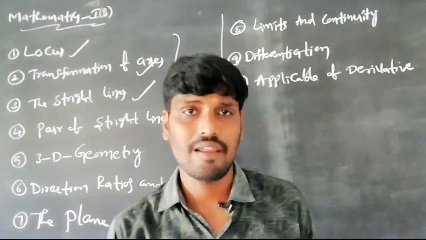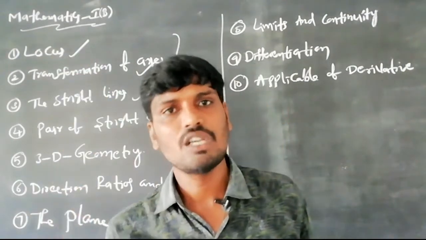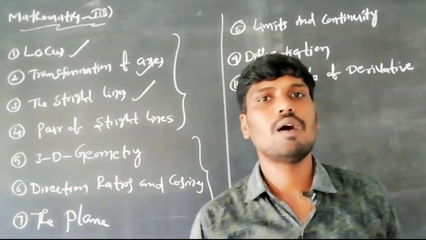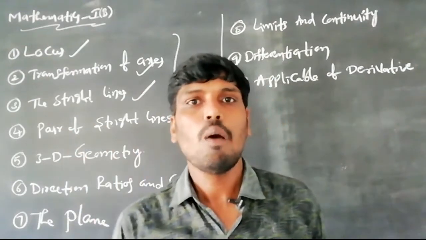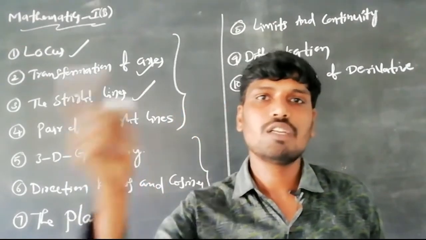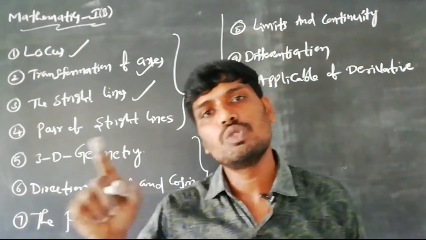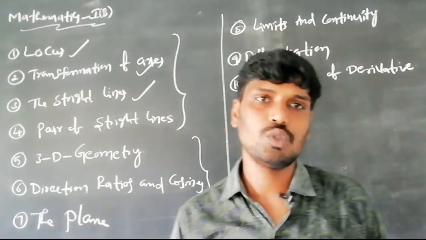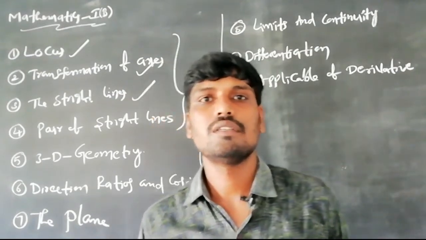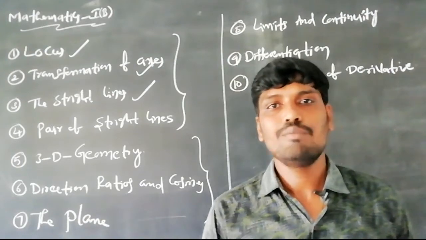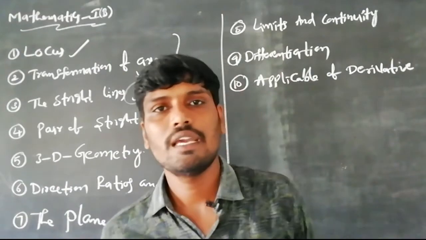Next one is the straight line. The straight line covers slope of the x-axis, slope of the y-axis, slope of 2 points, slope intercept form, normal form, distance between parallel lines, perpendicular distance, and angle between 2 lines. Next, find the equation of the median passing through A, the altitude passing through A, orthocenter, circumcenter, incenter. This type of problems comes in EAMCET. Mostly in this chapter at least 2 questions come in EAMCET.